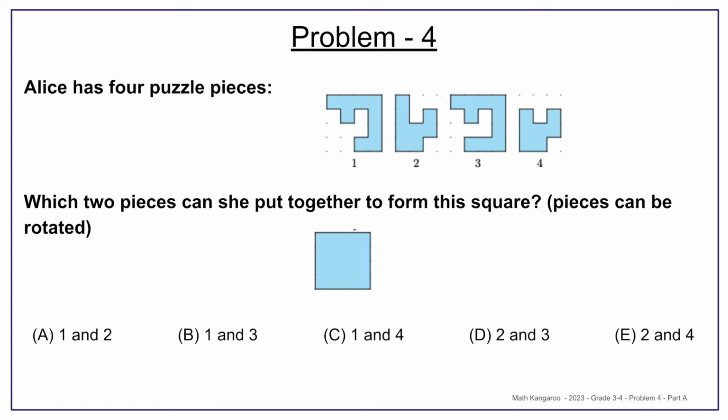Now let's dive into our next challenge. Problem 4. Alice has 4 puzzle pieces. Which two pieces can she put together to form this square? Pieces can be rotated. These are our options. So we want to make a square using these pieces. So we have these pieces and we have to form a square.